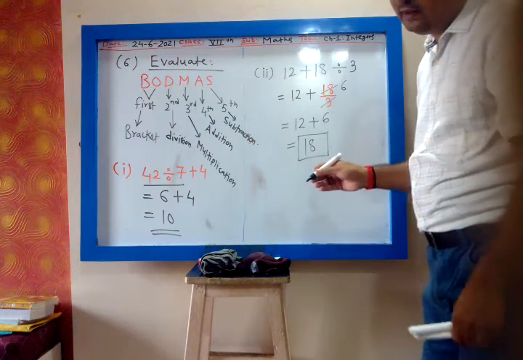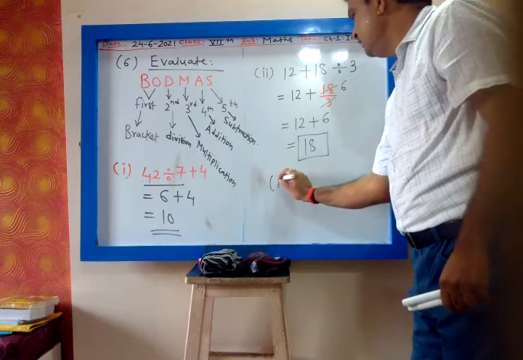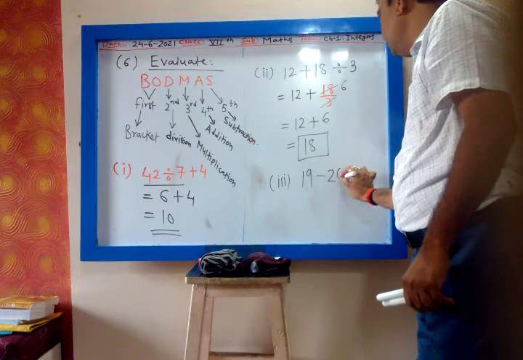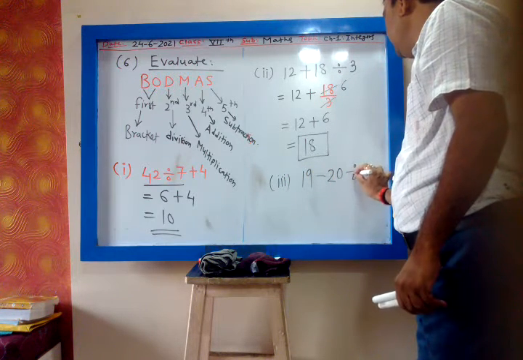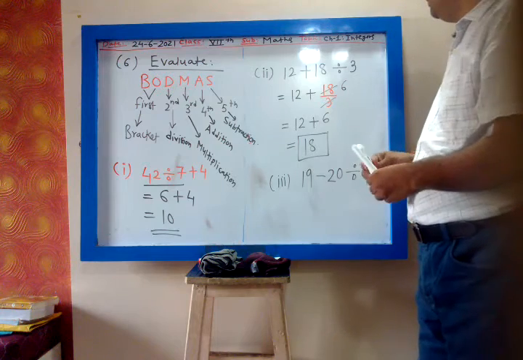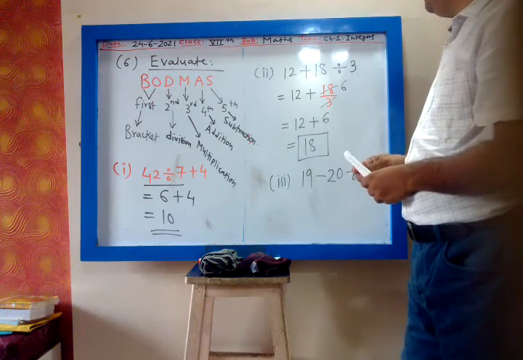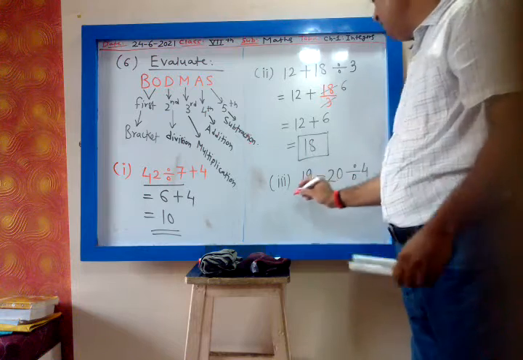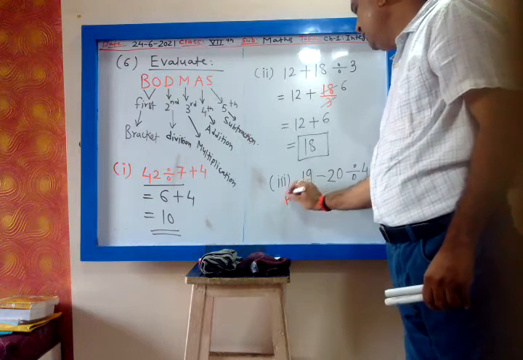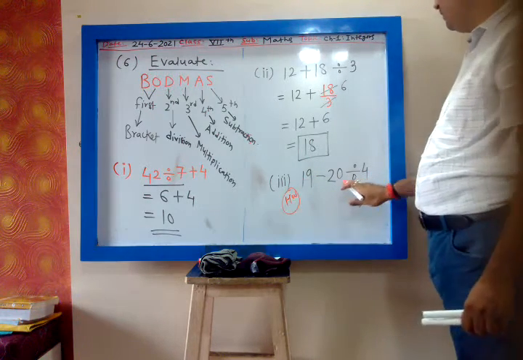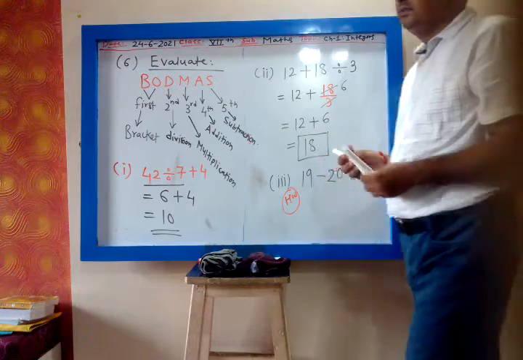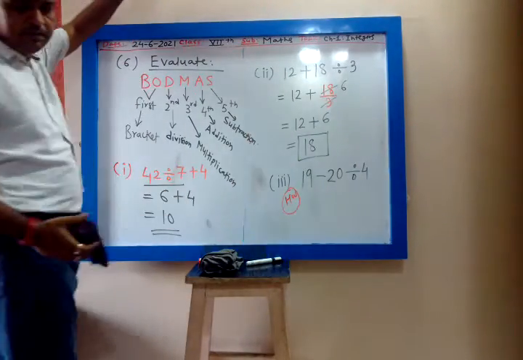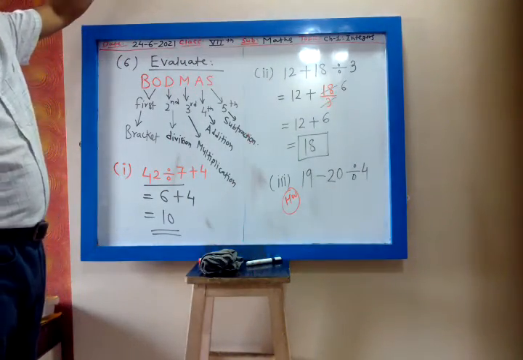Now third is 19 minus 20 divided by 4. So this I am giving as homework. Which will you perform first? First you will perform division, then you will perform subtraction.